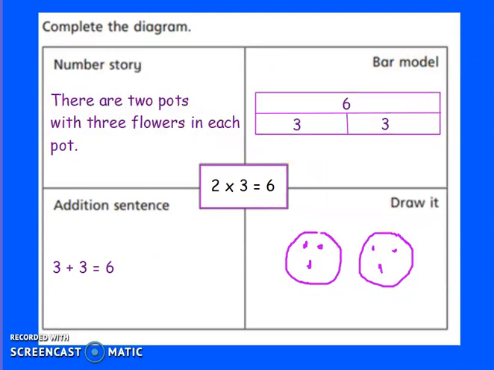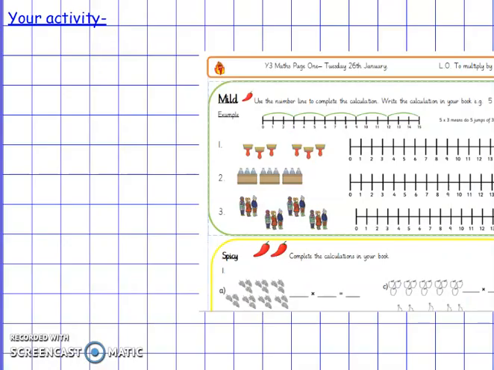And we could do it as a number story. This is an example. There are 2 pots with 3 flowers in each. You can see that each one of these representations shows us that 2 lots of 3 equals 6. I've gone through everything you're going to be asked to do on today's learning task. So open your learning pack, you'll see a sheet that looks like this. Choose your challenge and write your calculations out neatly in your book. If you get stuck, don't forget to email your teachers at the Year 3 email address.